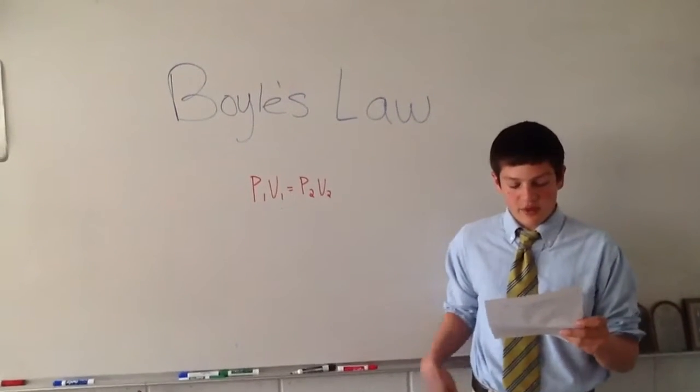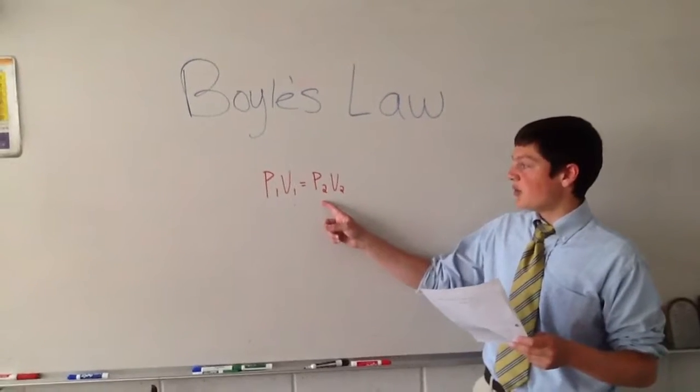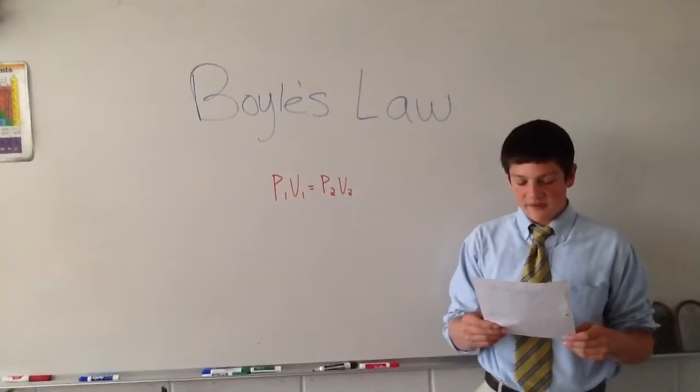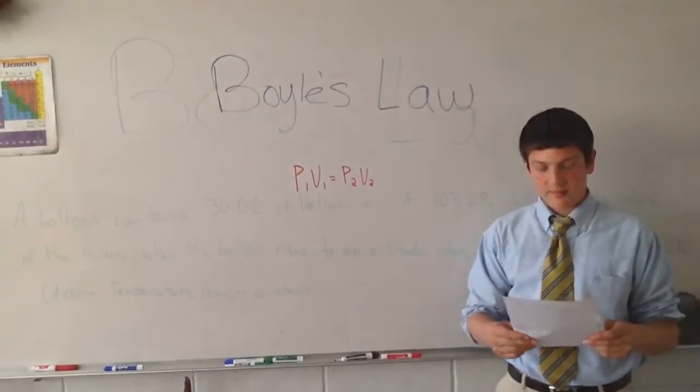The formula for Boyle's Law is as follows. P1 times V1 equals P2 times V2. The graph of an inverse relationship is always a curve.